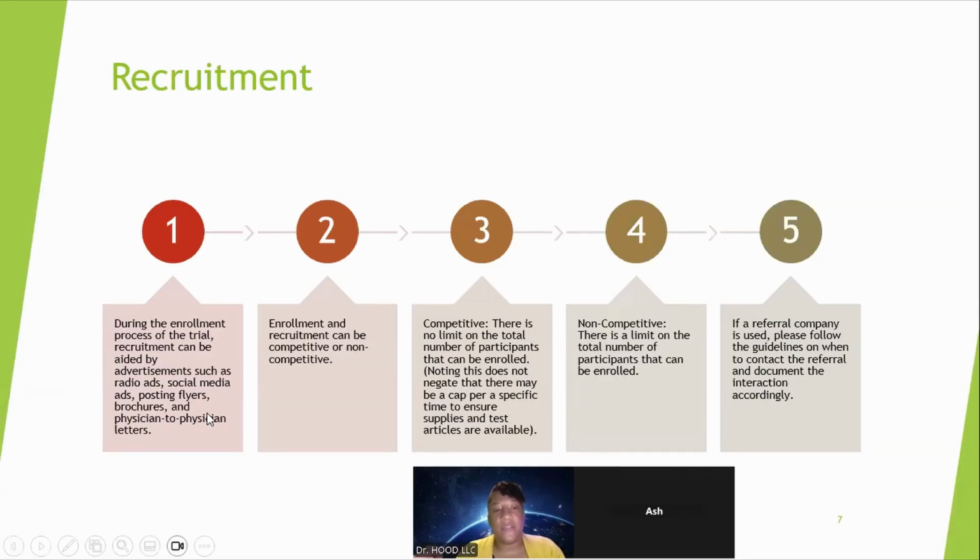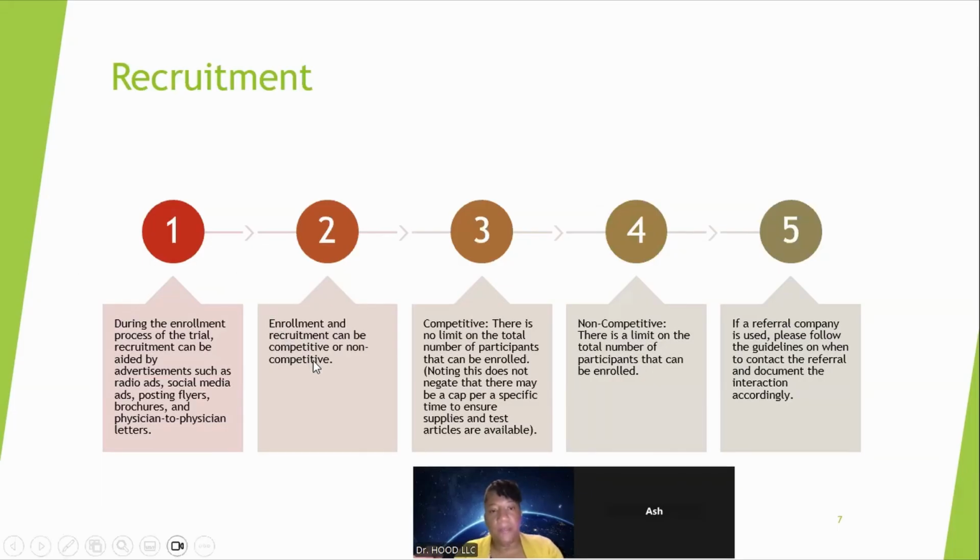A physician to physician letter is a template with a brief summary of the study, and of course you add the physician you're addressing and their address. You're basically asking if they feel comfortable referring patients to you, or referring patients to the principal investigator, I should say. So that's what a physician to physician letter is.